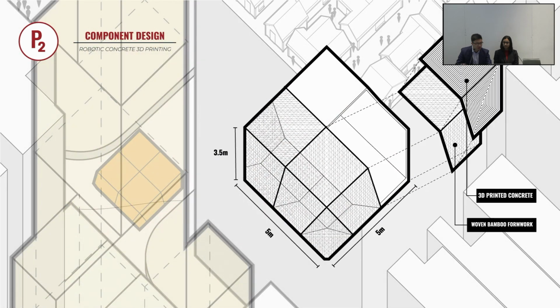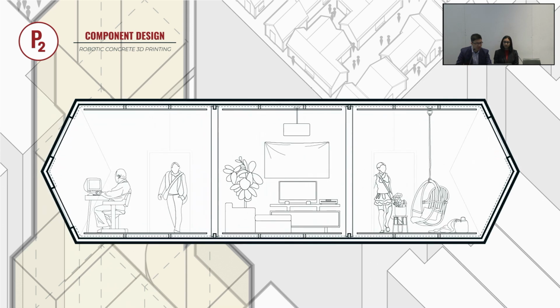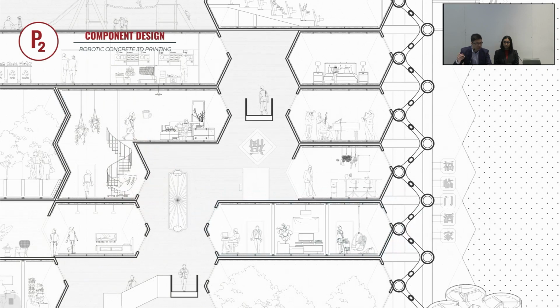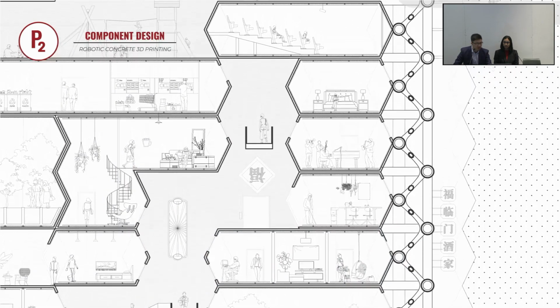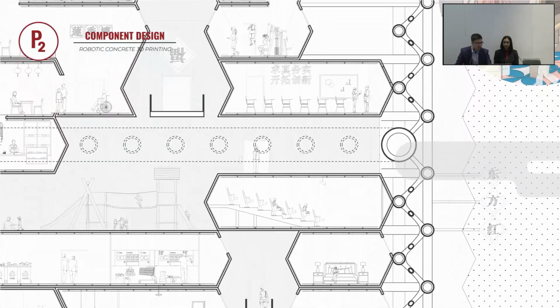Looking closer at the design of the component, the fabrication system enables this interwoven nature of private and public spaces throughout the tower. So when we look at a cross-section through this tower, you can see how these new spatial relationships reimagine the way in which people live.